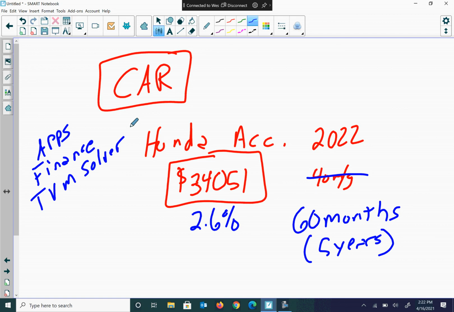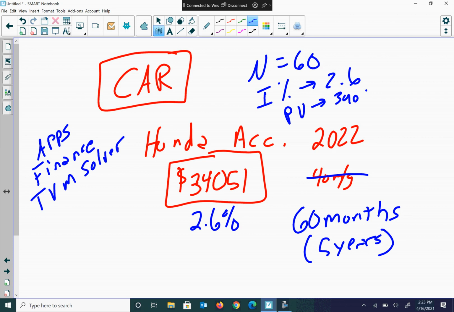Payments per year and cost per year, they both should be 12. So you're going to put N equals 60. I percent, you're just going to put it as 2.6. Present value, PV, is our 34051. Payment, we don't know yet, so you can keep that payment as zero. Future value, we want to have a zero. And then P/Y and C/Y, if you plug 12 into one, the other one comes out to 12 as well. That just means I'm doing 12 payments a year. Still with me on this adventure?